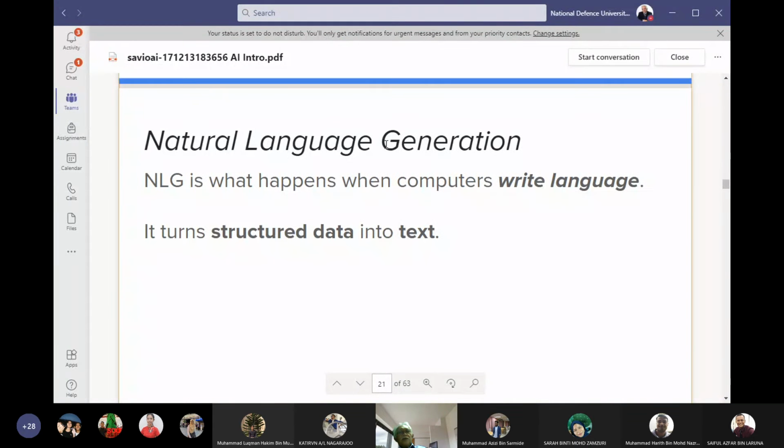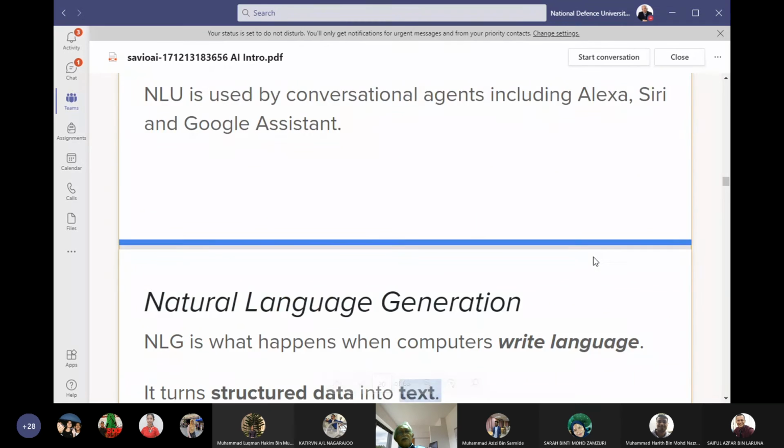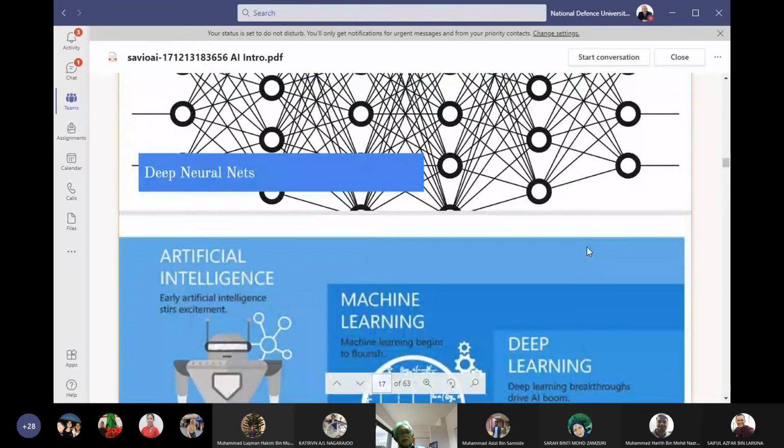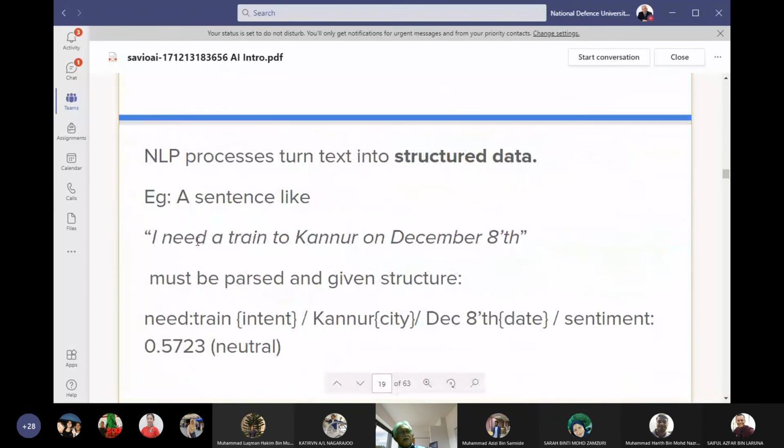And then natural language generation. With Google Assistant, when you ask Google, there's generation of the answer through text. That's also how a computer can write language. So it turns structured data into text. Just now, we have seen how the sentence here was translated into structured data.